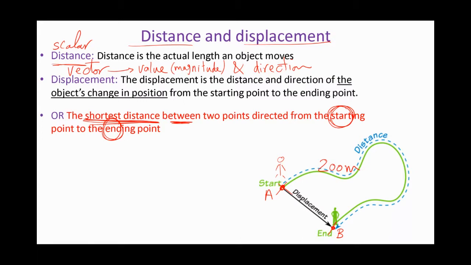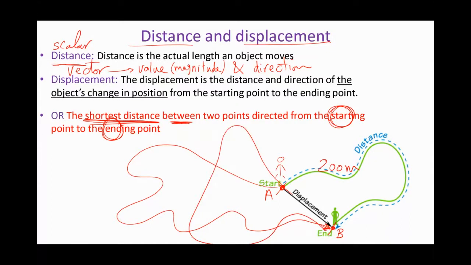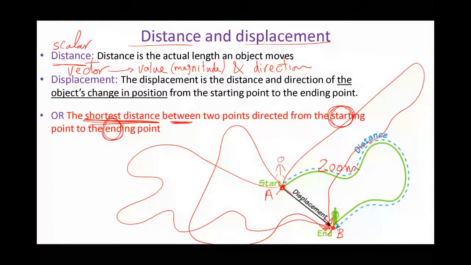It doesn't matter what the track is. Let's say I move on the green track, or I move on this red track, but I will go to the same point. Or I move in this track, but I go to the same point. These are different distances, but they are the same displacement.